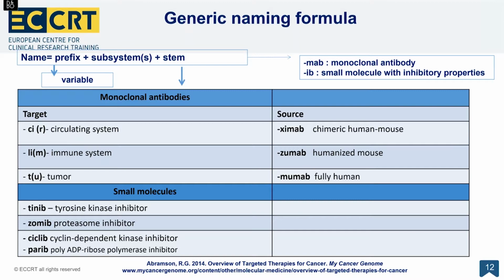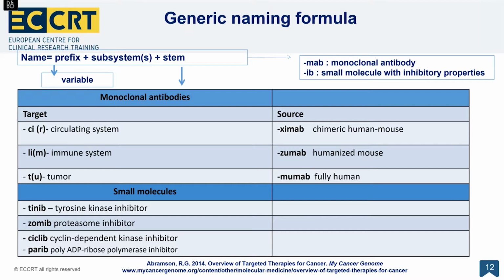We can also take a look at the source of the drug. Where does it come from? How is it manufactured? If it's, for instance, cetuximab, then you will know that it's a chimeric human-mouse antibody. If it's ending on zumab, then it's more humanized. And if it's ending on mumab, then it's fully human. Why do I share this information? If you take a look at the source of the drug, then you will know if our patient needs a pre-medication to prevent our patient from having a hypersensitivity reaction or an infusion reaction.